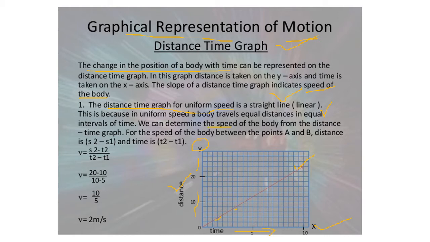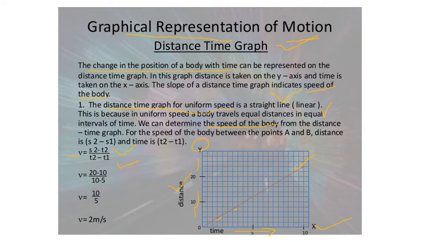We can determine the speed of the body from the distance time graph, and here there is a formula to find out the speed. V is denoted as the speed of the object. Can you understand? V is denoted as the speed of any kind of object, and here S is denoted as the distance of the object, and time is denoted as the time of the object.